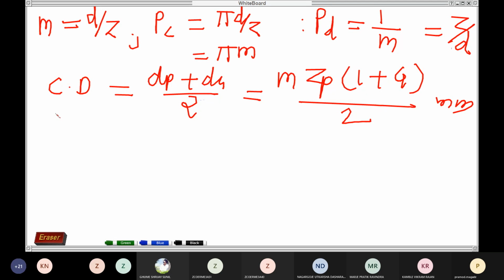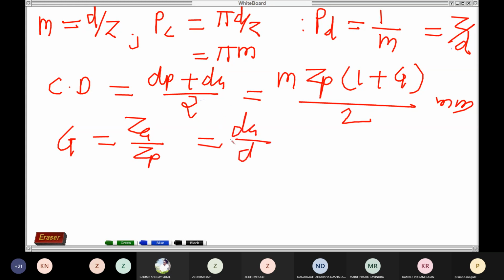Then we have reached up to gear ratio. Gear ratio, what did we write? In terms of teeth zg by zp, in terms of diameter dg by dp, in terms of number of rpm that is np by ng. Yeah, basic terminology we have seen.